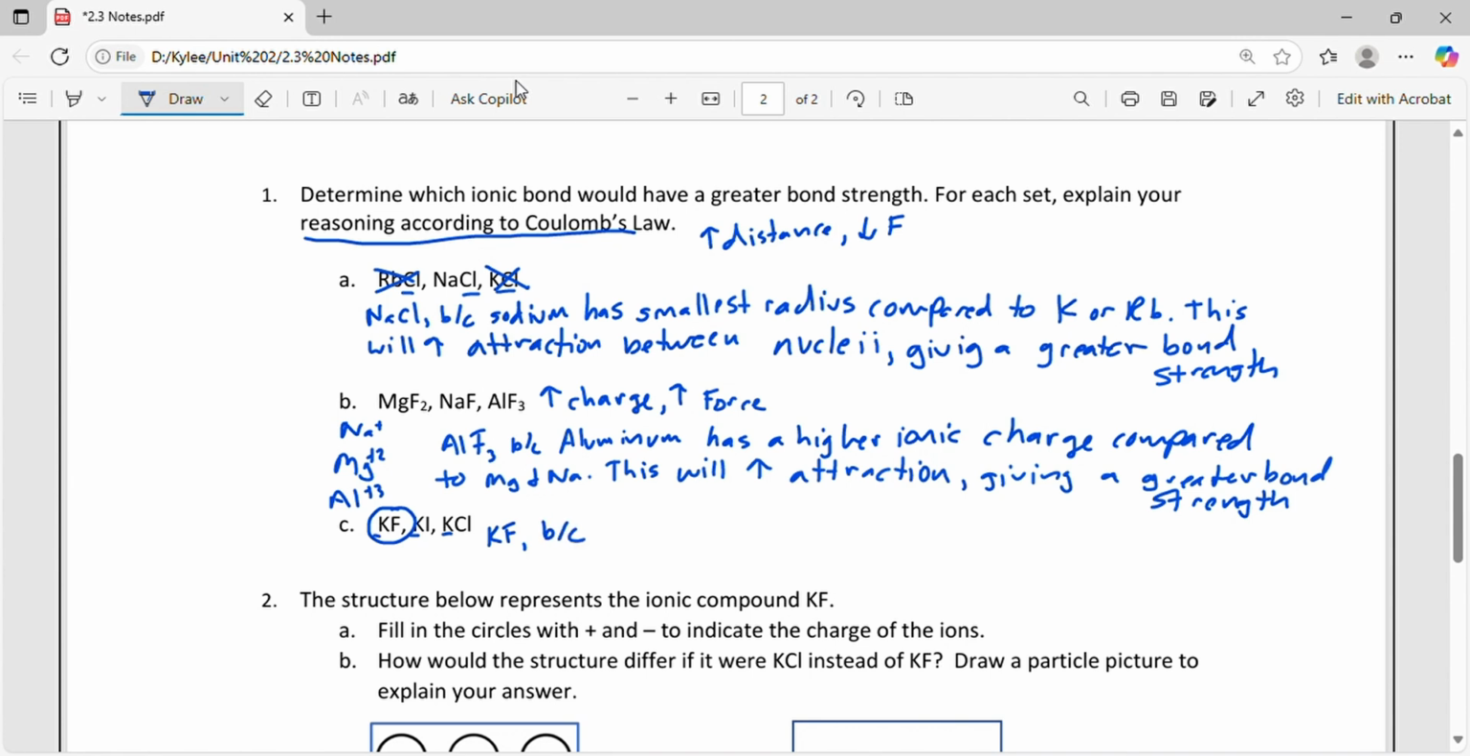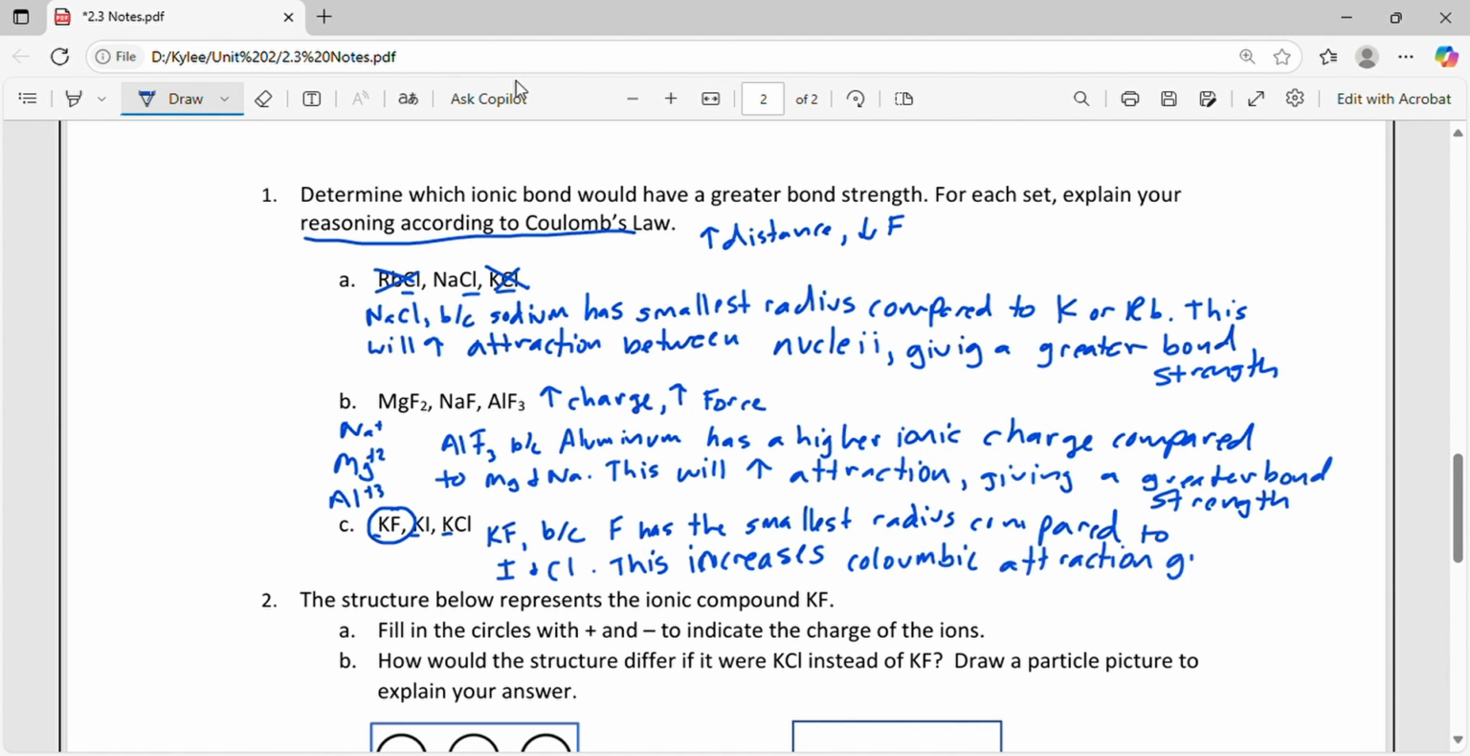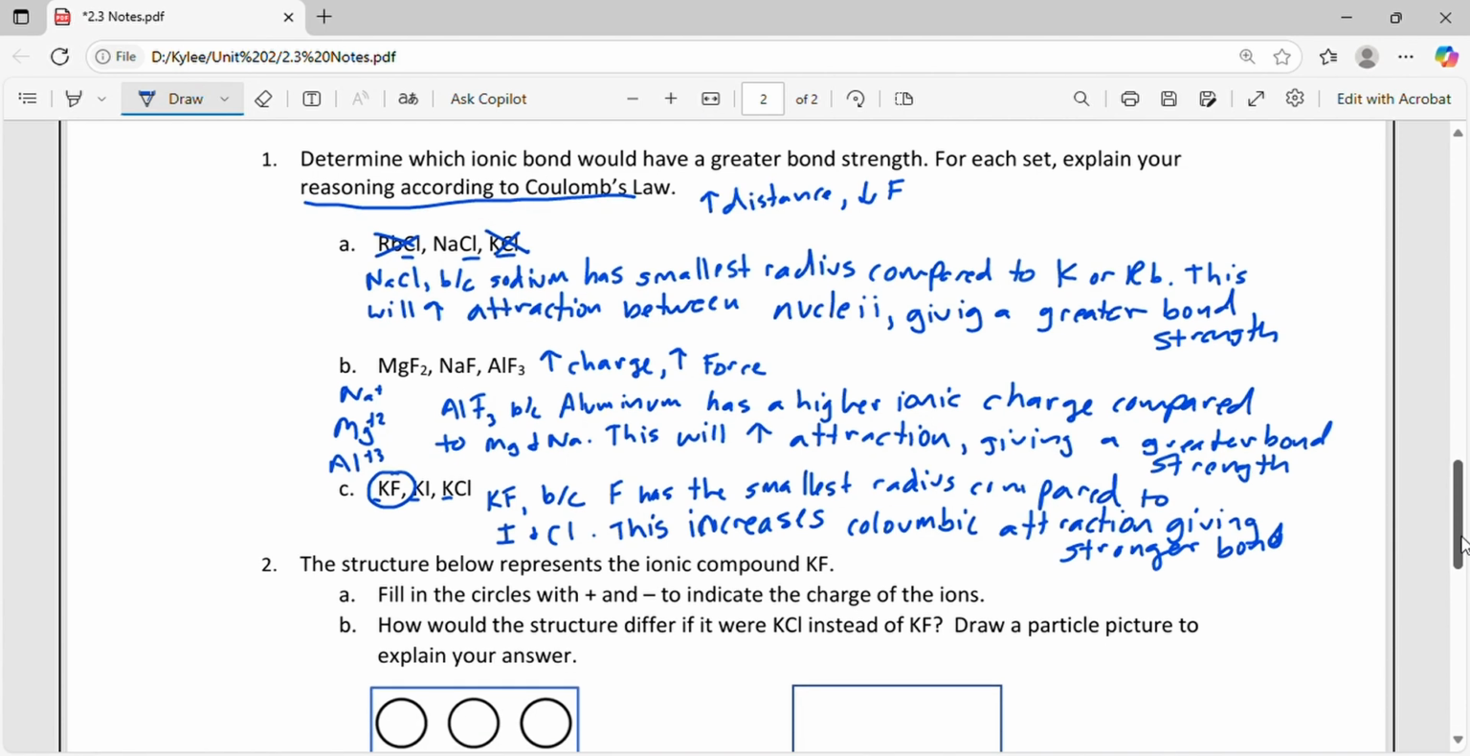I'd say because fluorine has the smallest radius compared to iodine and chlorine, and if I wanted to get fancy, I could say Coulombic attraction, it's giving stronger bond. Another way they like to ask this question is to have us draw a diagram, and so that's what we see in this next example.